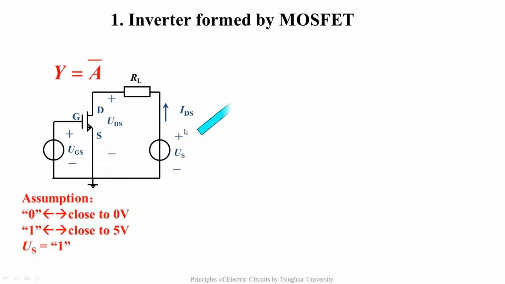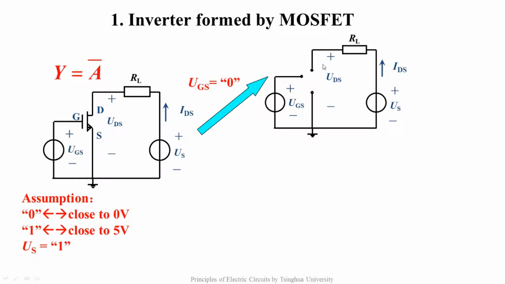Okay, firstly, when UGS is 0, since logic 0 is close to 0 volts, the MOSFET is turned off. The corresponding circuit model is a turned off switch. It's an open circuit between the drain and the source terminals. When UDS equals US equals logic 1, it realizes the function of the inversion, that when the input is 0, the output is 1.